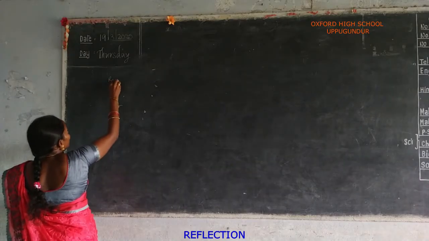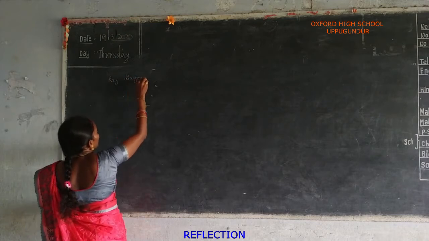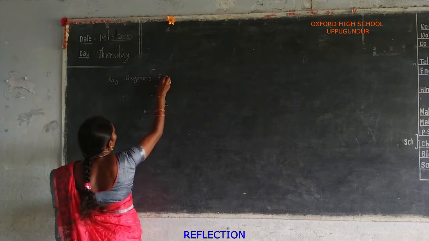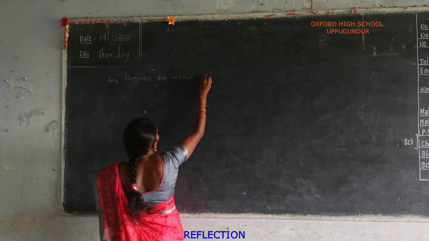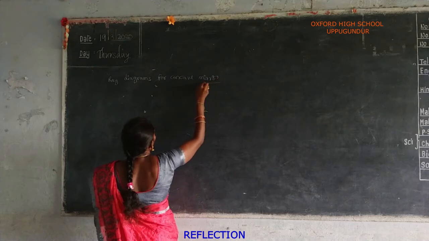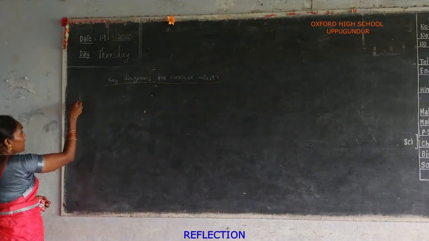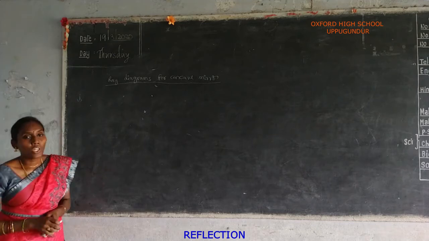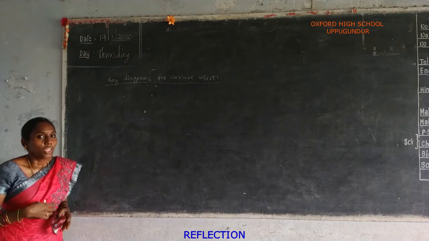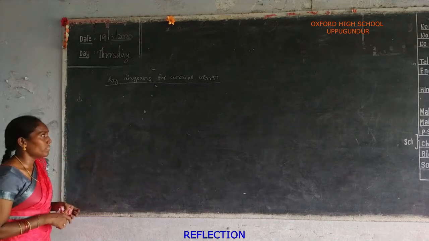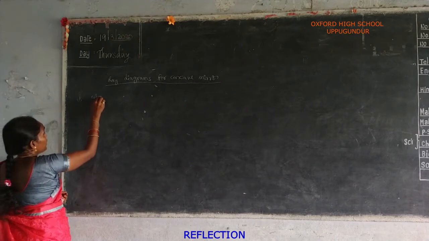Ray diagrams for concave mirror. Concave mirror is also called the converging mirror. There are 6 ray diagrams for concave mirror. See the first diagram. When the object is at infinity.